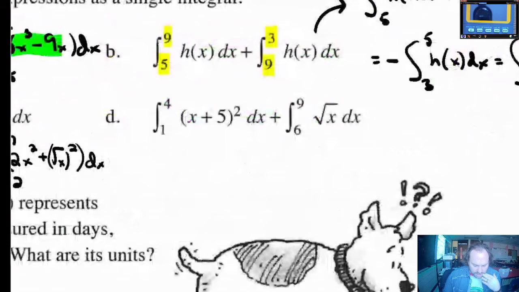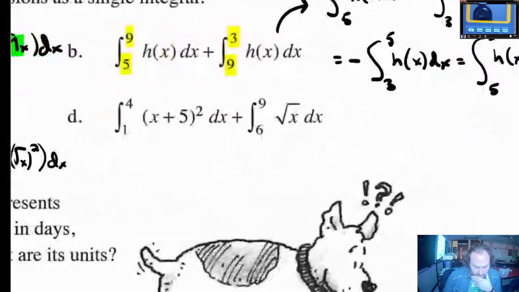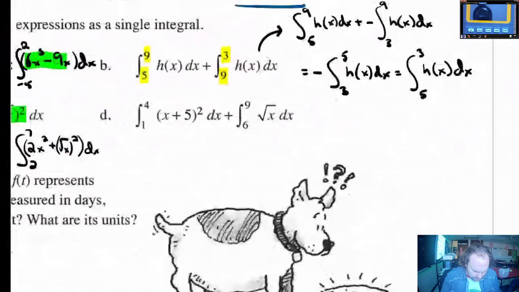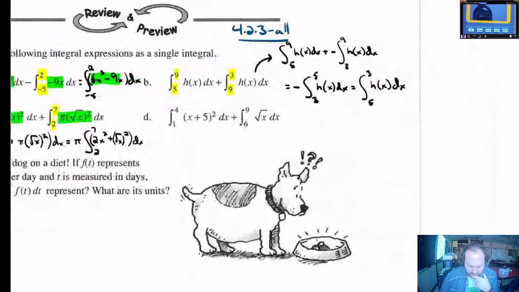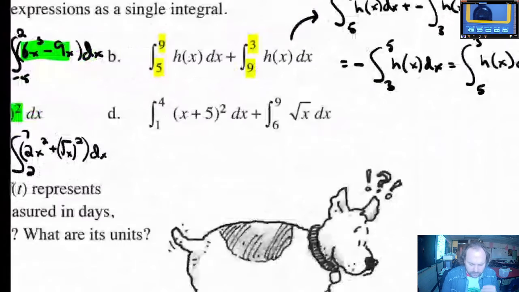And here we've got the integral from 1 to 4 of (x + 5) squared dx and the integral from 6 to 9 of the square root of x dx. And I don't think there's anything we can do with this. I suppose if I wanted to translate this, here's one thing we could do.